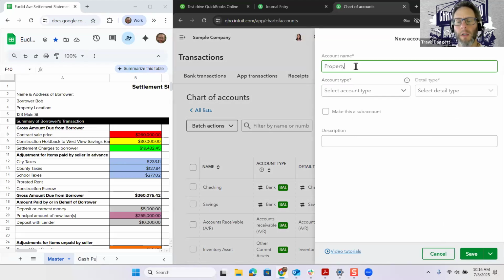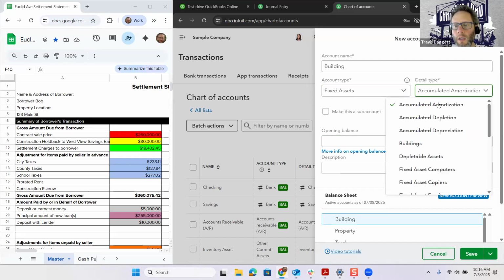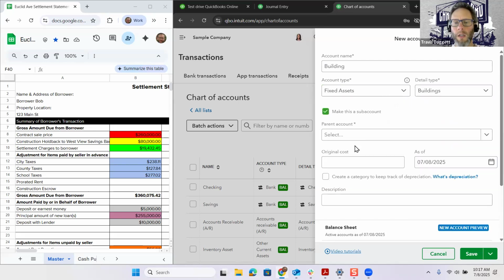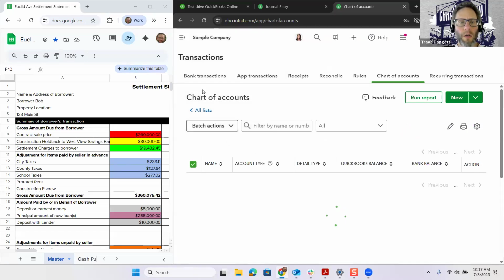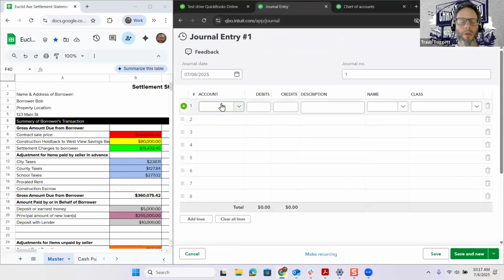And this, let's just make this the building. And I'm going to put it all to building for right now. It's a sub account of property. Okay. So that's our first line in our journal entry.